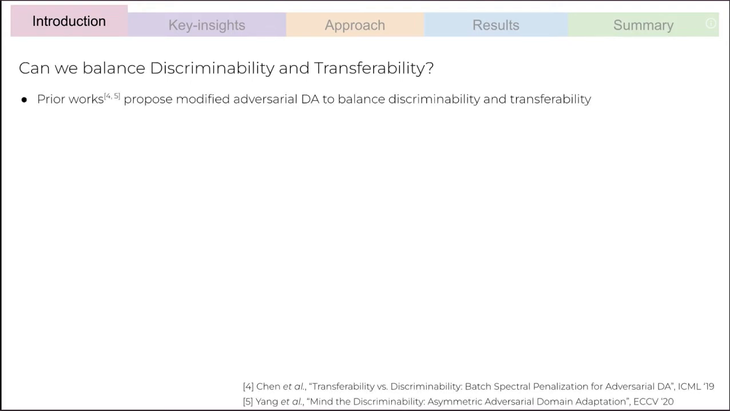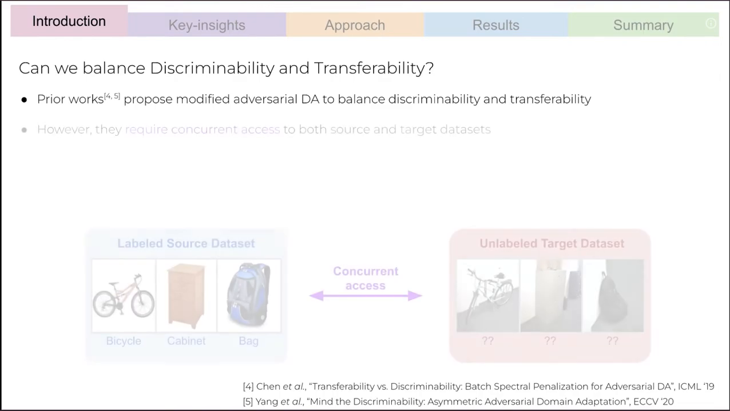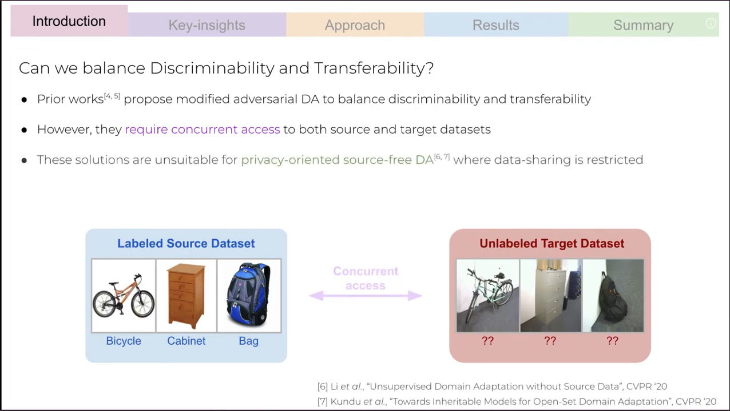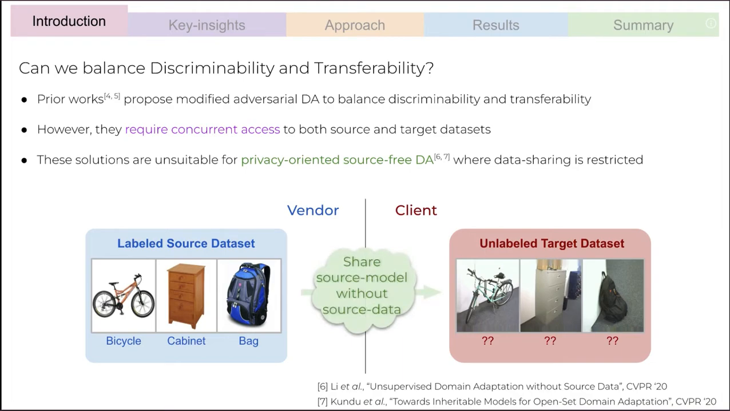Prior works propose modified adversarial DA towards this, but require concurrent access to both source and target data. These are unsuitable for a source-free setting where data sharing is restricted. We operate in a vendor-client paradigm where the vendor trains a model with labeled source data and shares only the source model with the client for adaptation. Now we discuss our key insights.